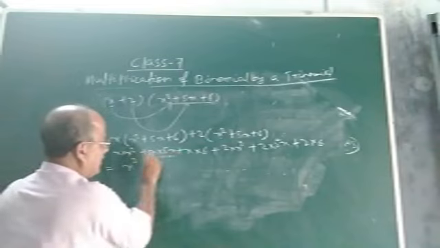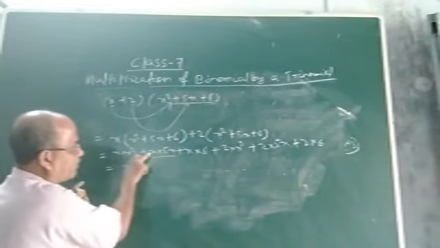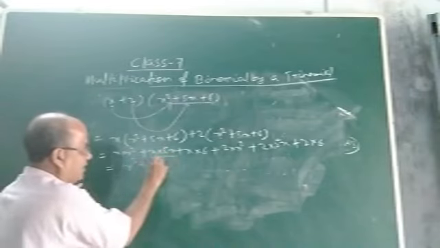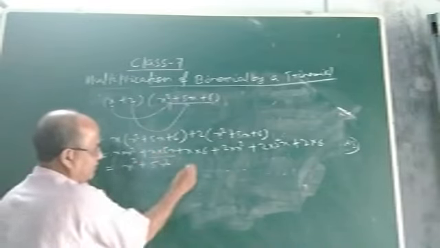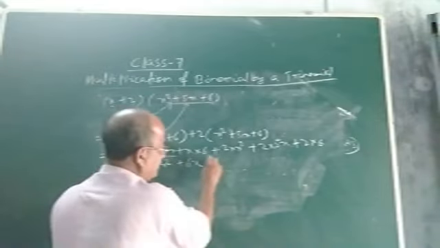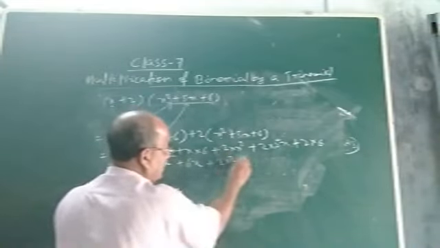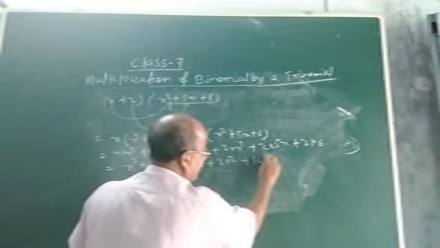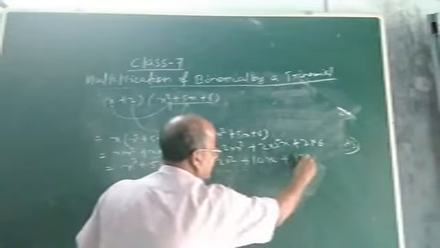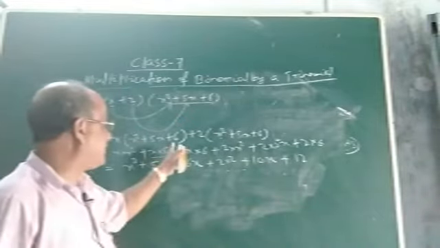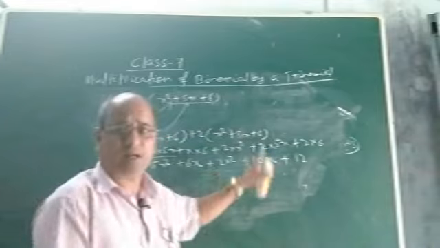Similarly, see, x into 5x. How to multiply? Here the coefficient 1, here the coefficient 5. So multiply 1 and 5. 5 x into x, x square. 6 into x, it will be 6x plus 2 into x square, 2x square plus 2 into 5x. 2 5 is 10, 10x plus 2 6 is 12. Now see, now the multiplication of this monomial by this trinomial and this constant by this trinomial is over.